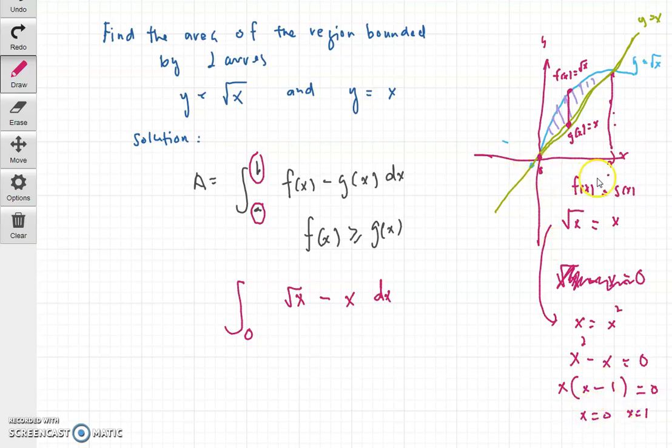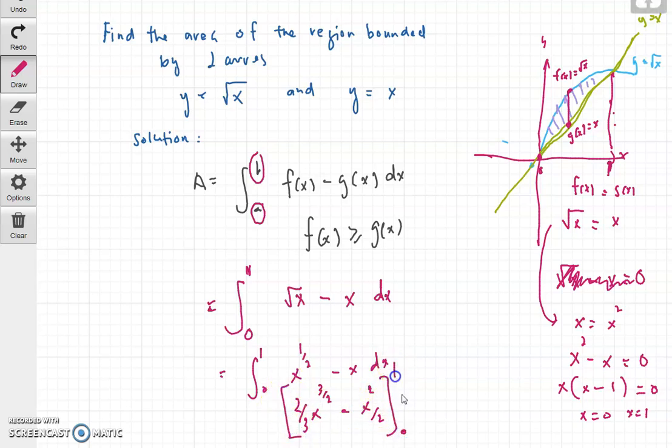So the value of x here is 0, and the value here is supposed to be 1. So you can try to simplify this term. You are going to get the integral from 0 to 1 of x to the power of half minus x dx. I think in the previous video I already showed you how to integrate this part. You are supposed to get 2 over 3 x to the power of 3 over 2 minus x squared over 2. You just need to substitute the values 0 and 1.